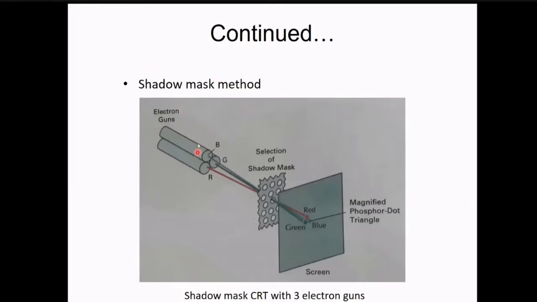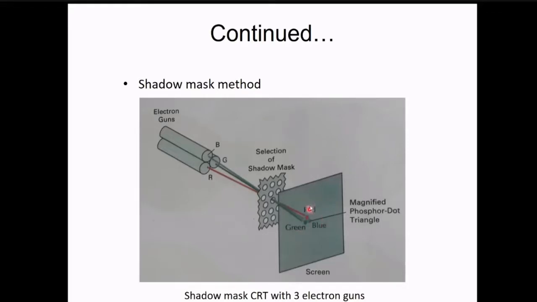Basically we have these three guns. The last thing we have is the screen, which is the thing where you want to produce the image, the object, or whatever you want to show to the user. So this is one technique that uses colored electron guns.